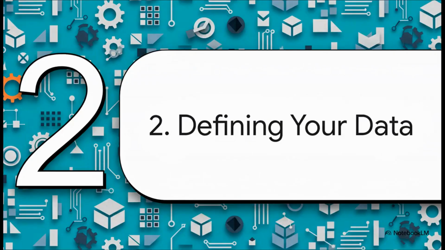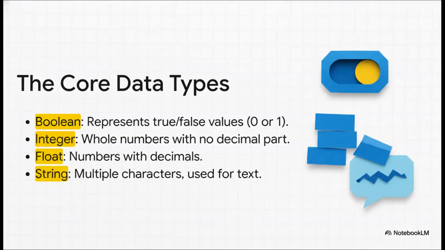All right, so we've picked our tools. Now what? Well, now we need our building materials. In programming, that material is data. And we have to be really specific and tell the program exactly what kind of data it's going to be working with. These are the absolute basics, the fundamentals.